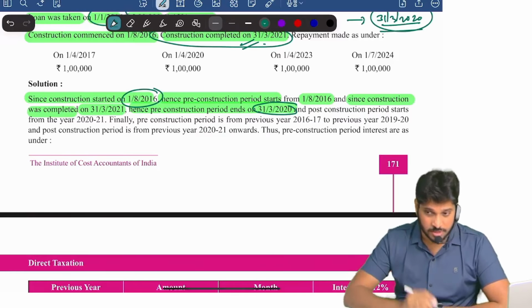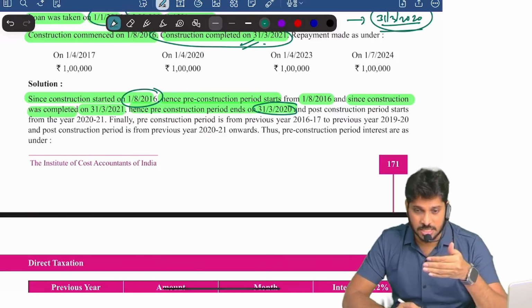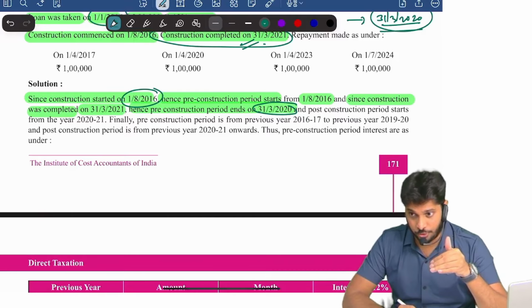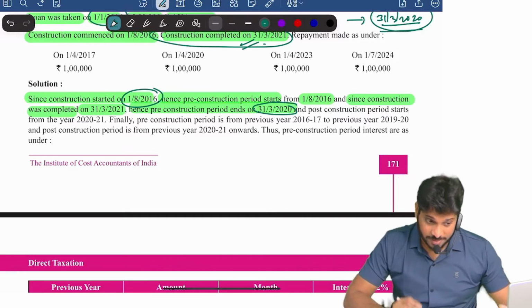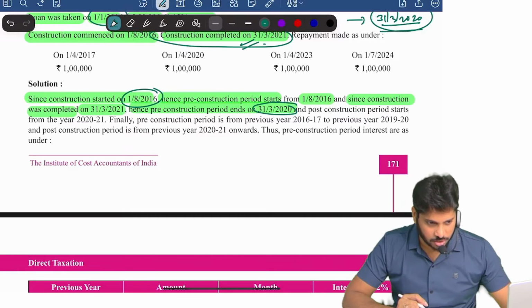This point we will check once, because generally we calculate pre-construction period interest from date of borrowal of loan or from date of construction. Once we will check it out. We'll open the act and then check it out, and then make a change accordingly.